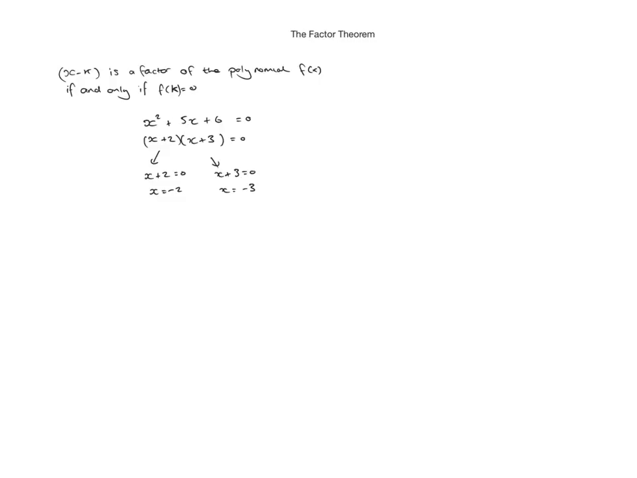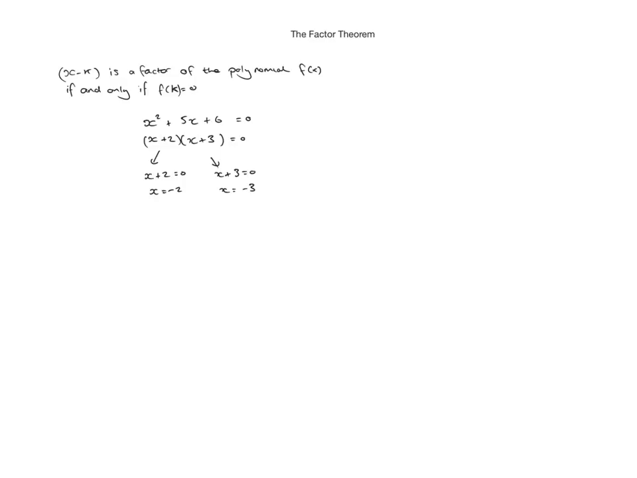Well, all the factor theorem is stating is that if x is equal to minus 2, if I put that into the original quadratic, and I get an answer of 0, then it means that x plus 2 must be a factor. That's all it's saying. So if I put x is equal to minus 3 in, and I get x squared plus 5x plus 6 is equal to 0, if I get 0, then x plus 3 must be a factor. So it's essentially working backwards.